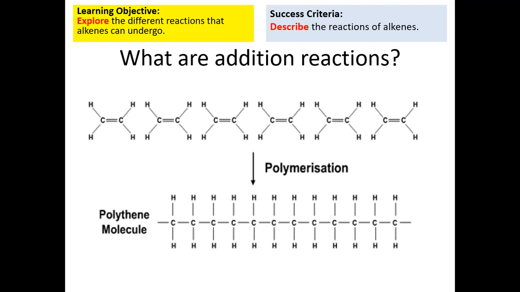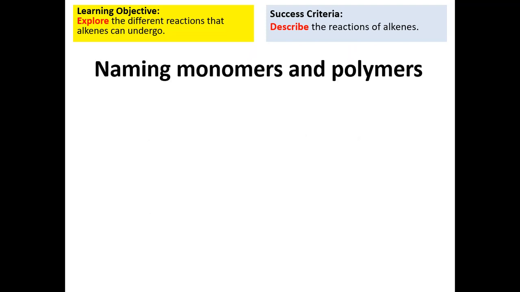Now, you often get questions where you have to name the polymer. So that's the product. The monomer is the alkene that is joining together to make the polymer. And sometimes you have to work backwards and name the monomer. Now, it's very simple. There will always be help given in the question. And as long as you know the rules, it's very simple.